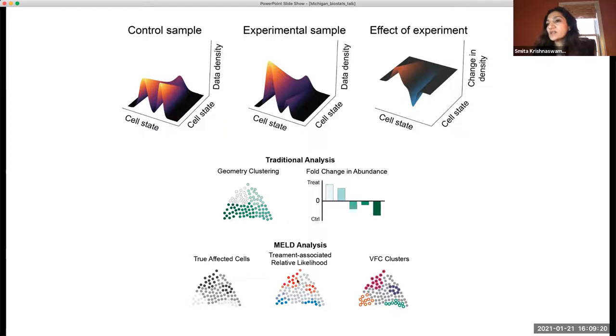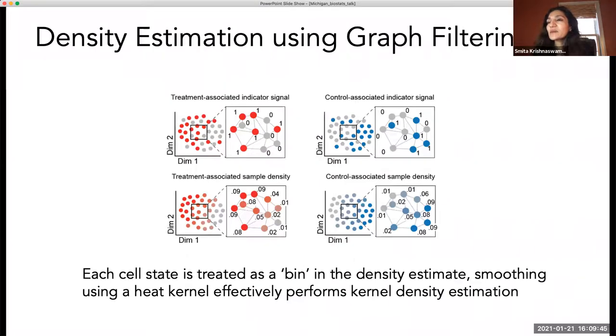So what we want to do instead is develop a signal, as we call it with our EE background, on the data manifold that really mimics the way that the experiment is affecting it. And then we want to use this signal to maybe later cluster so that we can find things that are more meaningful and at the resolution of the experiment. And so the way we perform this density estimation is using graph filtering.